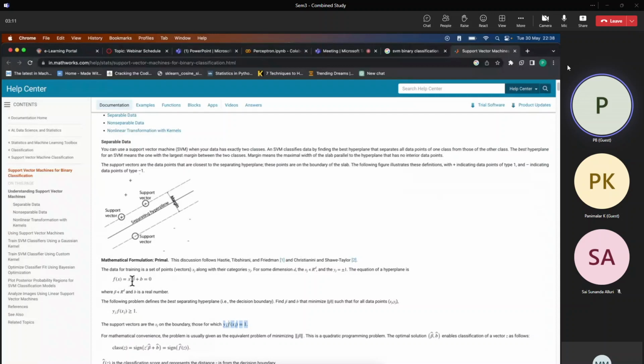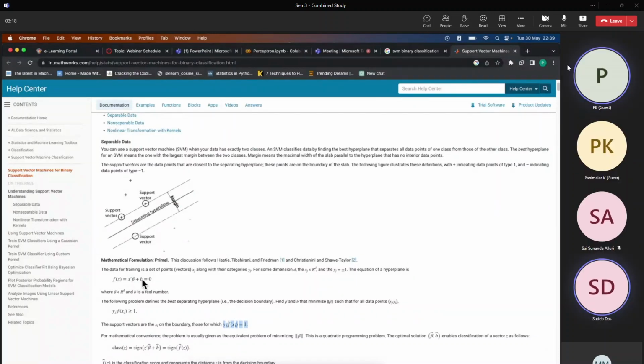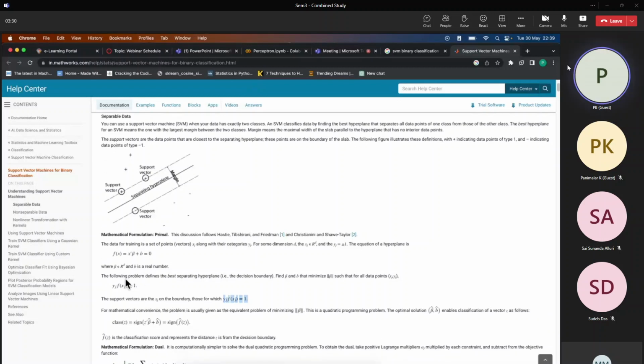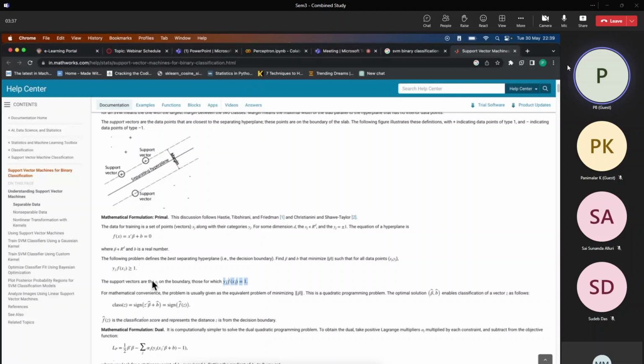So this is x transpose beta plus b. The beta is the slope of the hyperplane, and b is the bias. Bias is nothing but some height over the origin. It's not passing through the origin, but the line is somewhere above or below the origin. Now we will read through this slowly, and then I will tell you which point to focus on.